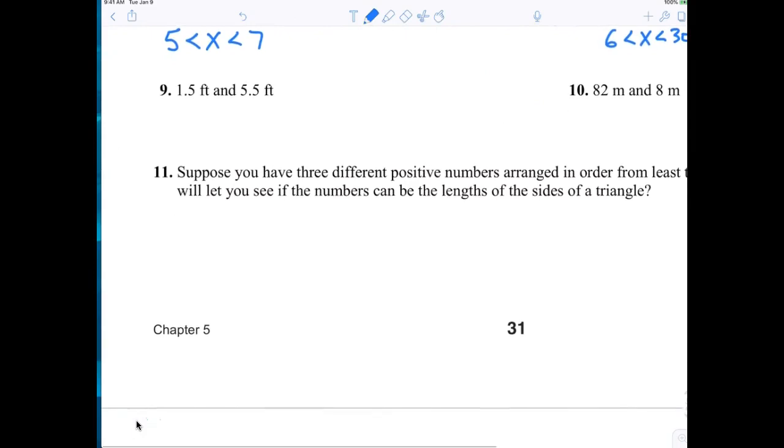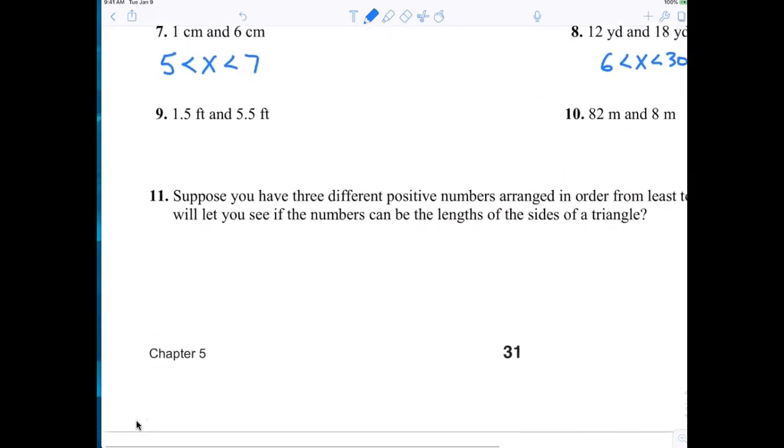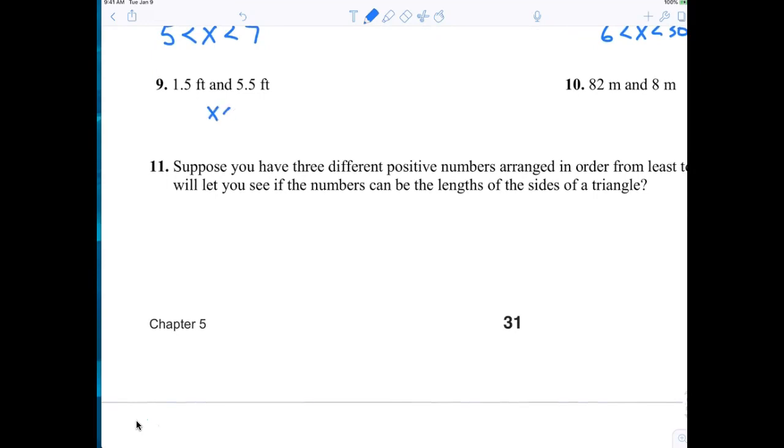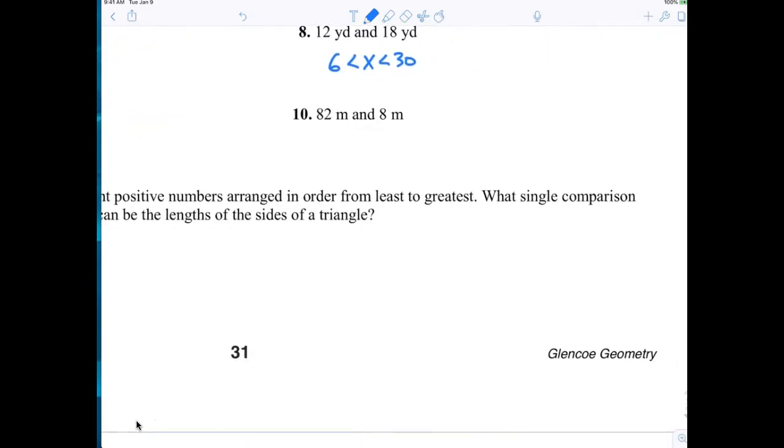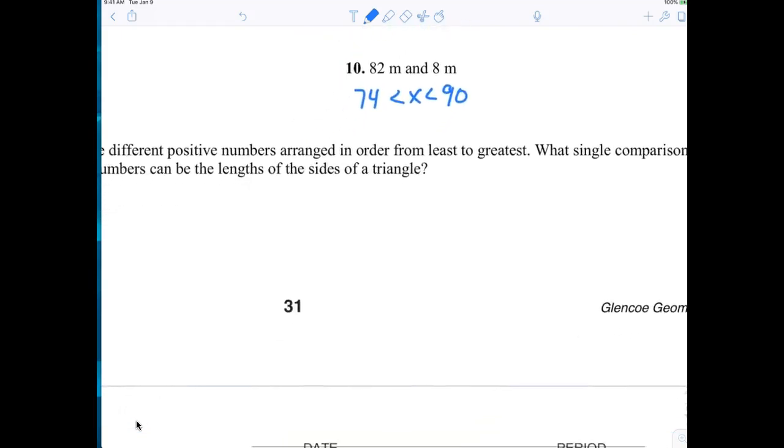All right, here we go with number 9. So x is less than 7 and greater than 4. All right. Number 10. X has to be less than 90 and greater than 74. Not a big deal at all.